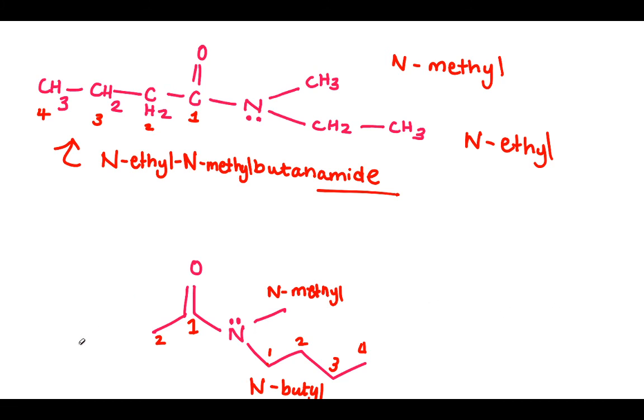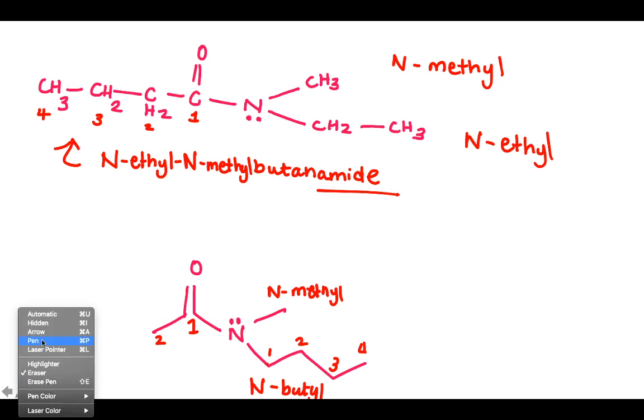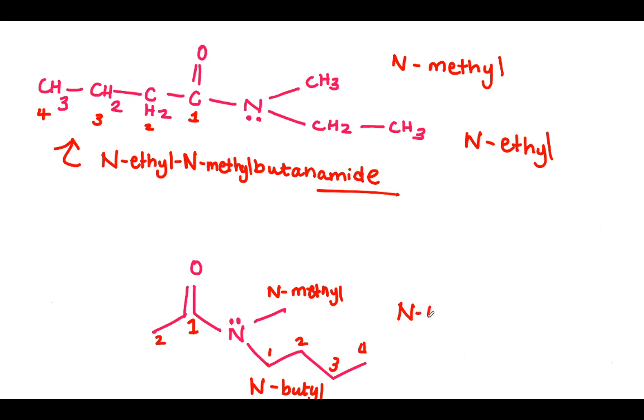Okay, so we already saw that the parent chain was ethanamide. So we're going to start with N-butyl, N-methyl. That's supposed to be a dash. N-butyl-N-methylethanamide. Squeeze that in there. So that would be how you would name amides.